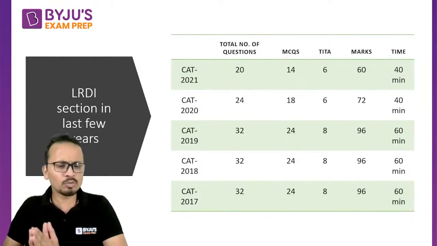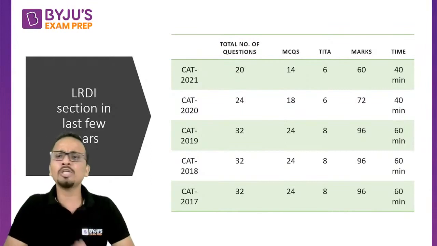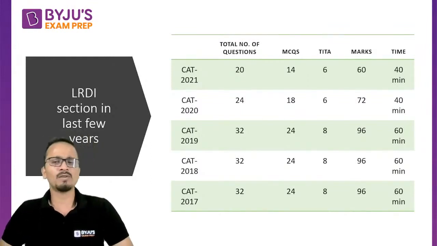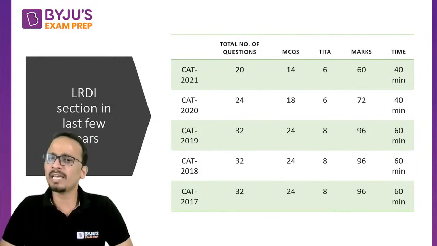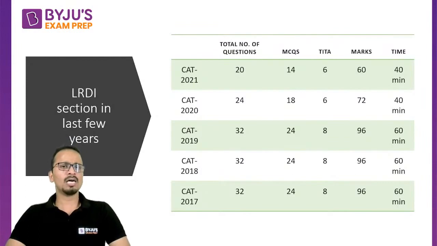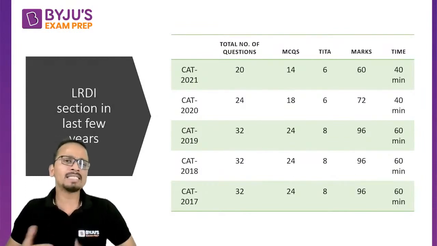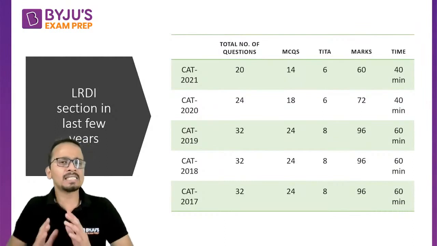So in CAT 2021, we had to attempt 20 questions in 40 minutes. The number of MCQs was 14 and the number of theta was 6. And the marking scheme again remains the same, +3 and -1. So this is how the pattern of CAT, or I can say the pattern of LRDI, has changed over the previous years.